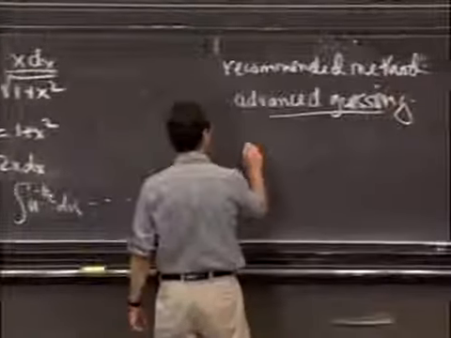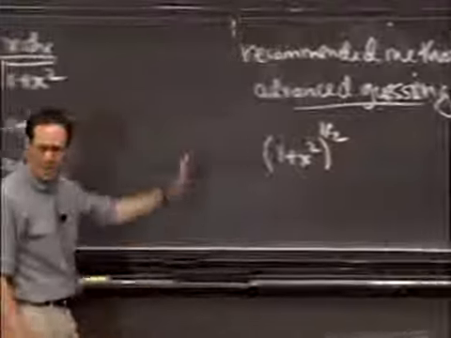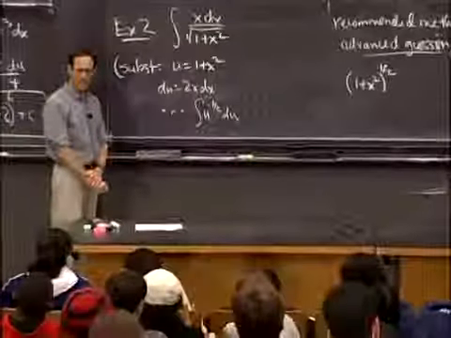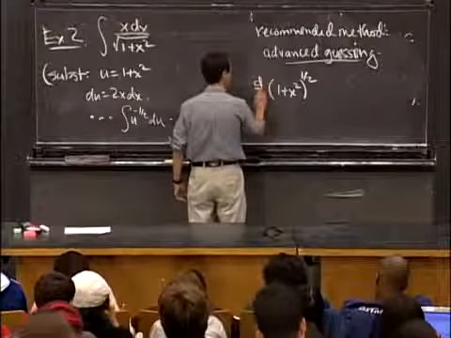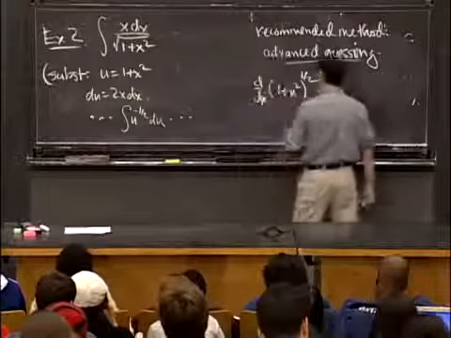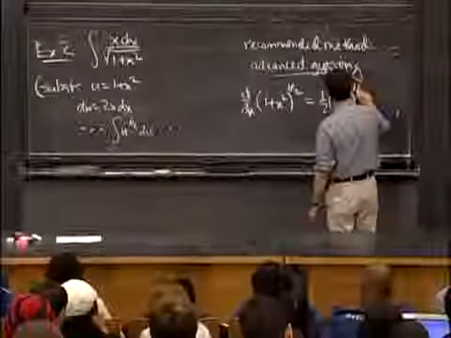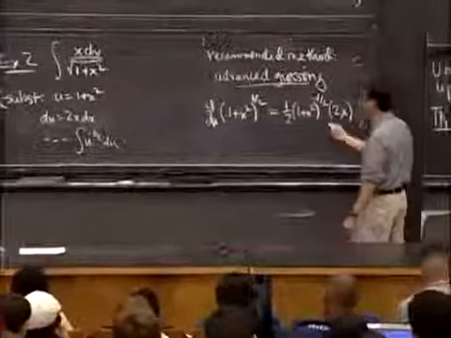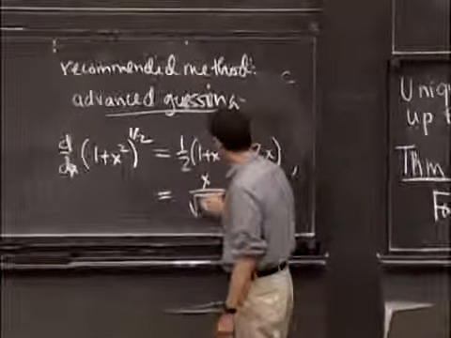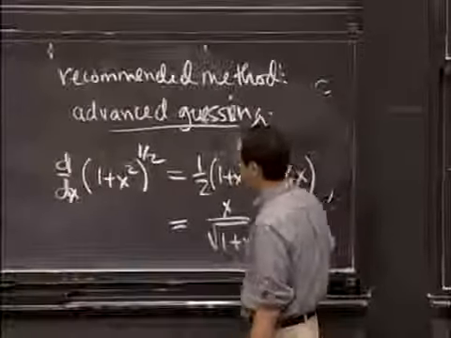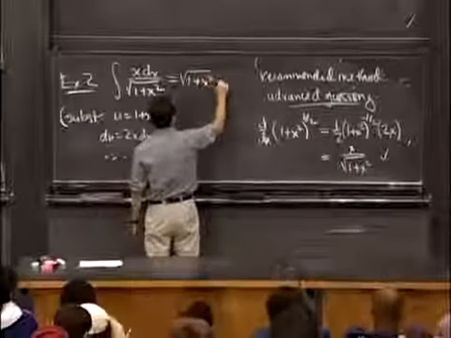And the advanced guessing allows you to guess that the answer should be something like this: 1 plus x squared to the 1/2. So this is your advanced guess. And now you just differentiate it and see whether it works. Well, here it is. It's a half, 1 plus x squared to the minus a half times 2x. That's the chain rule here, which sure enough gives you x over square root of 1 plus x squared. So we're done. And so the answer is square root of 1 plus x squared plus c.